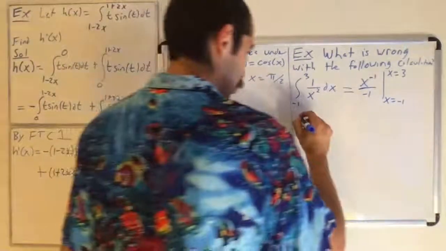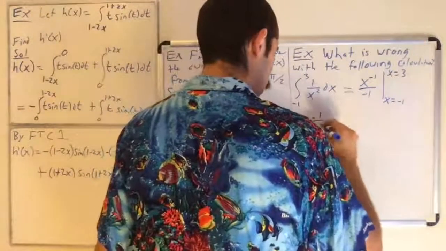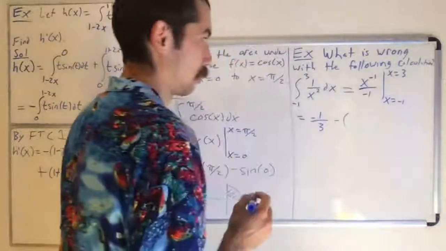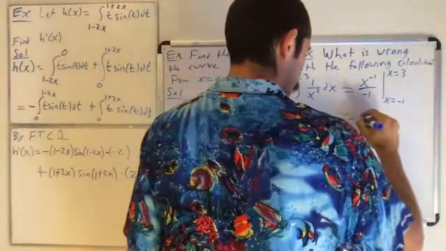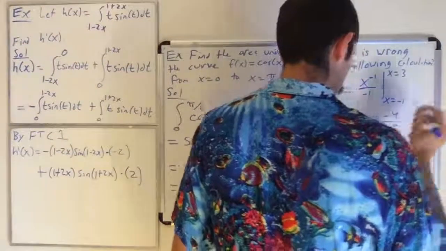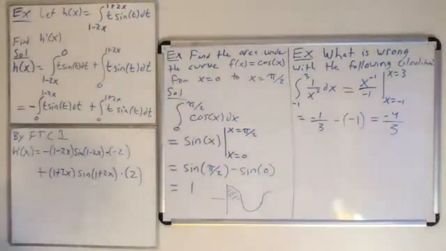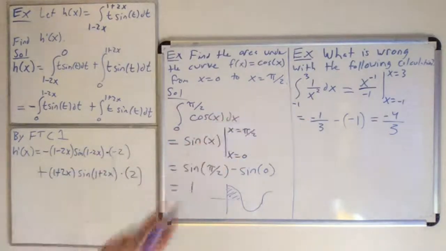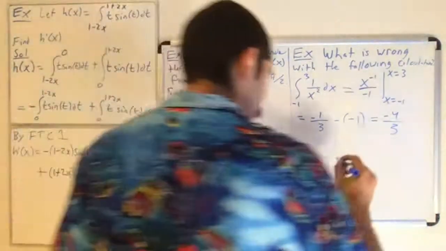Which gives us -1/3 minus -1, which gives us -4/3. Okay, but let's just see if this makes sense. I mean, I'm telling you, there's something wrong with the calculation. Why should we know it's wrong?